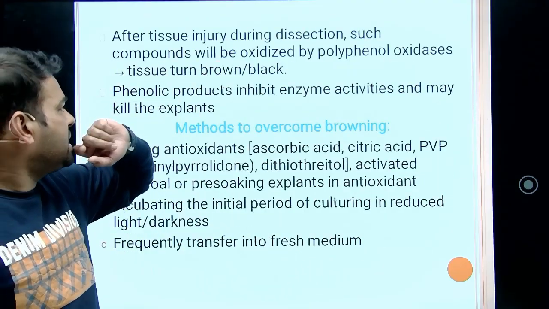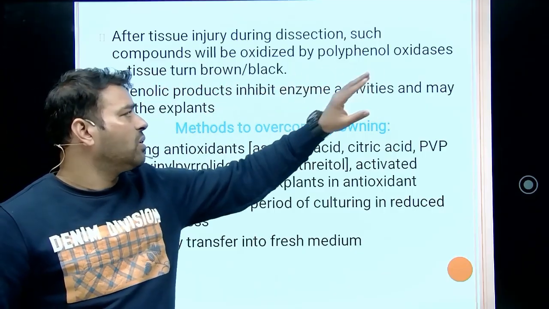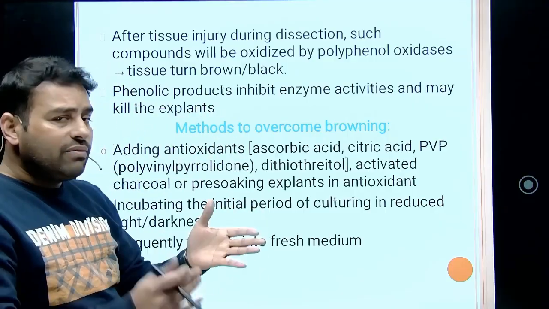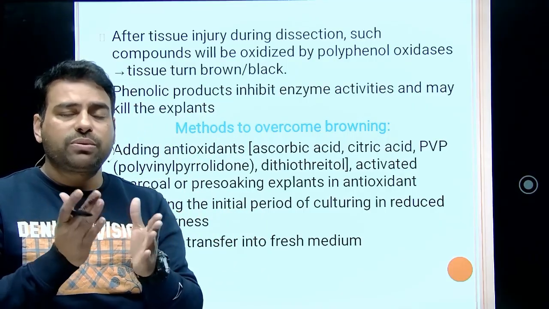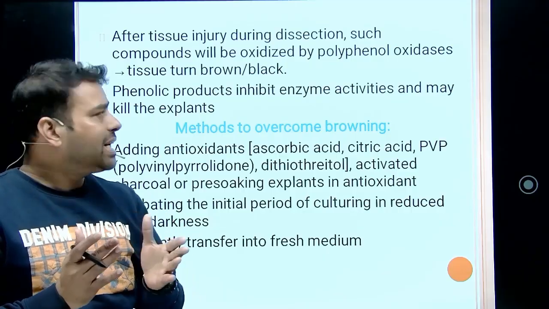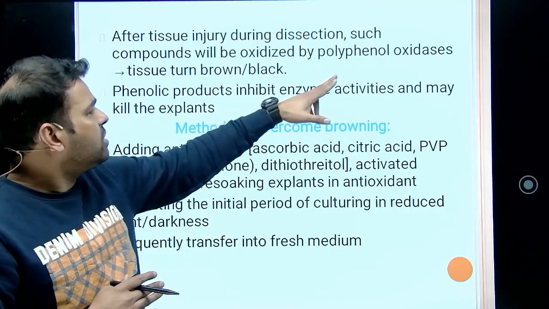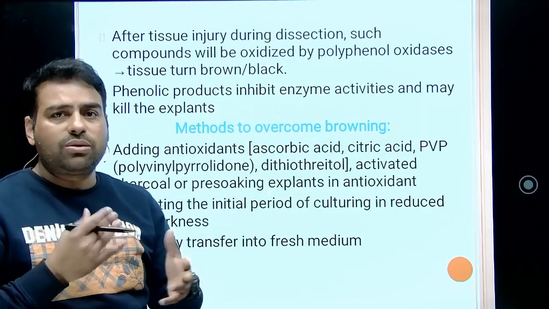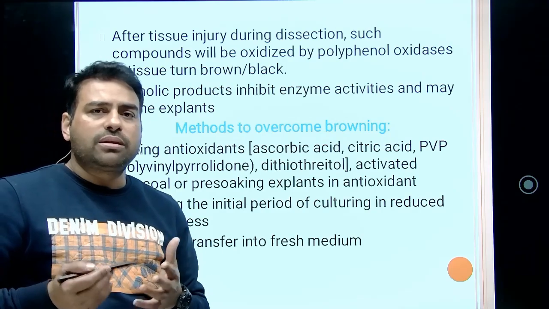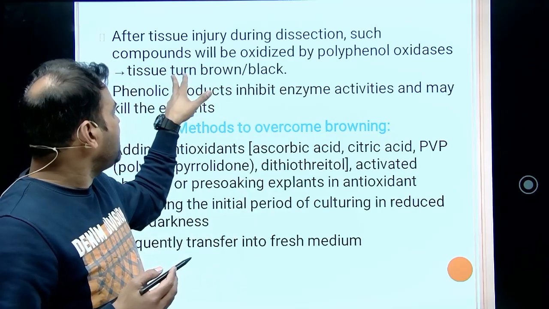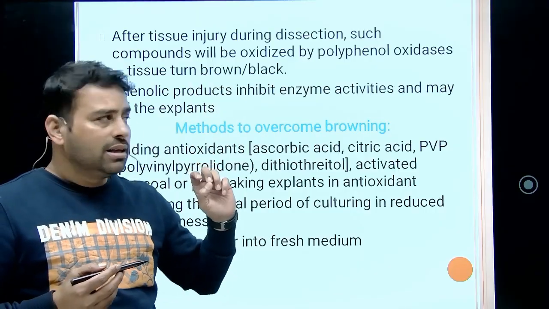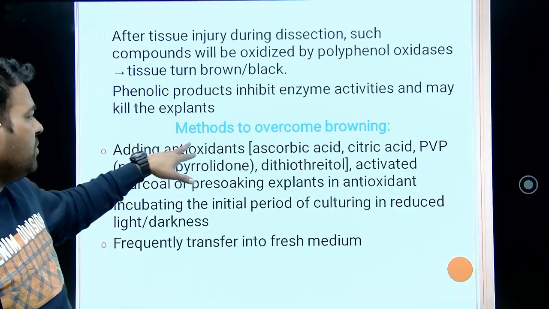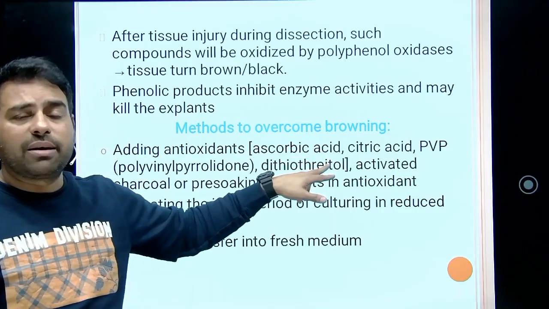After tissue injury, compounds such as polyphenols will be oxidized by polyphenol oxidase, and the tissue culture turns brown. This is called browning. Whenever we are dissecting the tissue for the procurement of explant, some polyphenols oxidize, producing material that makes the tissue turn brown or black. So for this purpose, we have to use methods for overcoming the browning.